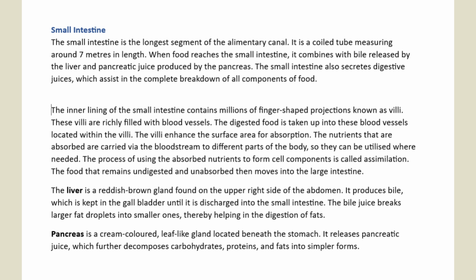The liver is a reddish-brown gland found on the upper right side of the abdomen. It produces bile, which is kept in the gallbladder until it is discharged into the small intestine. The bile juice breaks larger fat droplets into smaller ones, thereby helping in the digestion of fats.